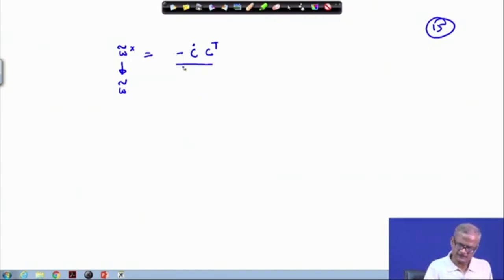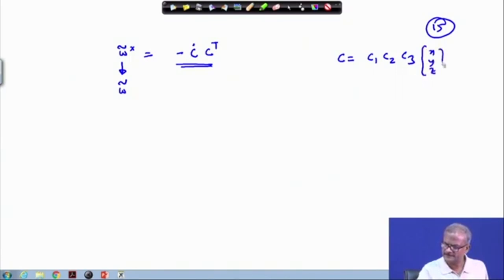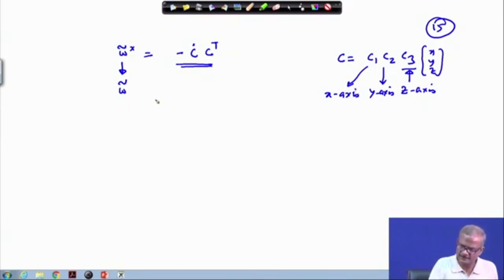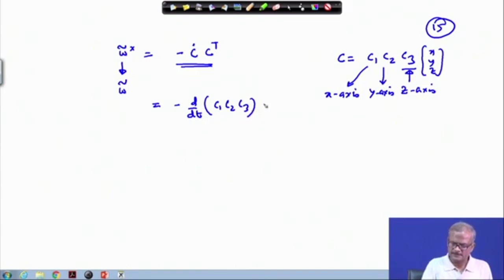Now looking at the right hand side, let us suppose that we write C as C1 C2 C3. On any vector, if we have the vector x, y, z, it is first rotated about the z axis, then rotated about the y axis, and then the rotation is given about the x axis. So, if we give this rotation, this gets reduced to minus d by dt of C1, C2, C3 and C1, C2, C3 transpose.